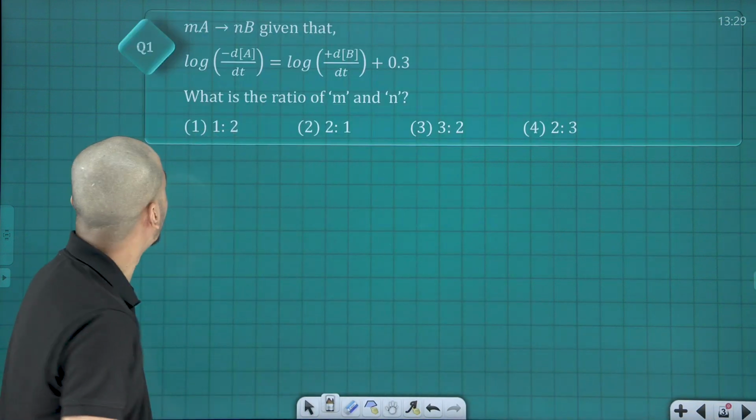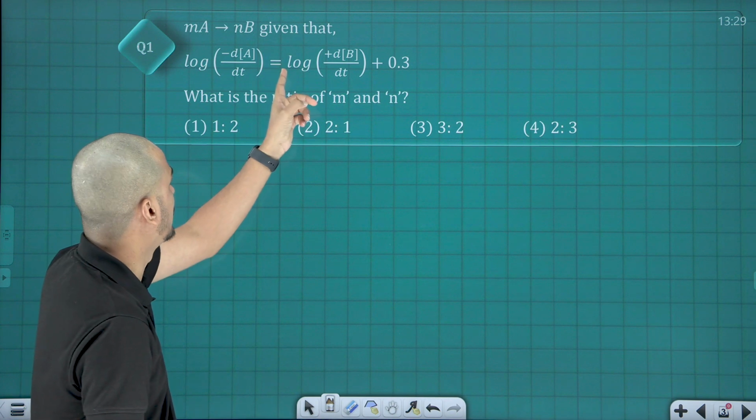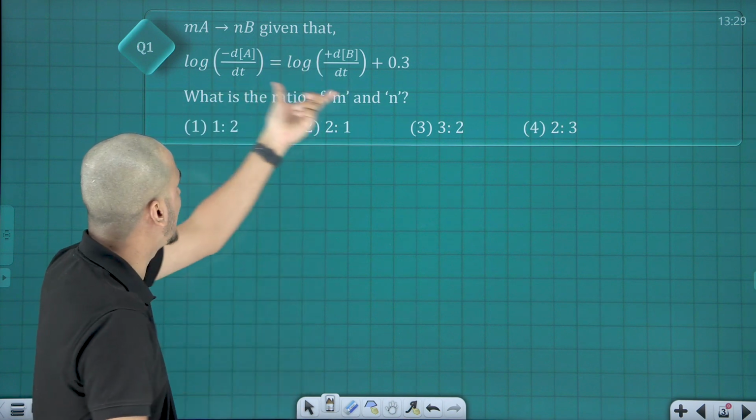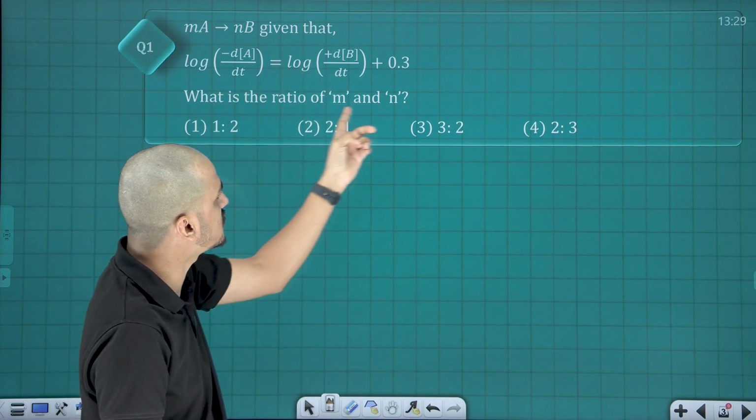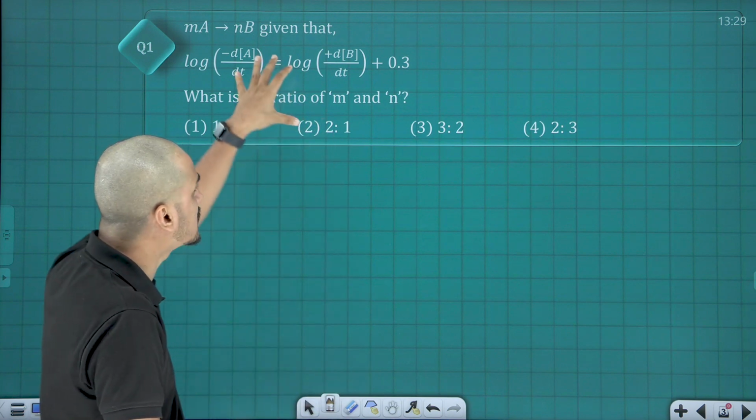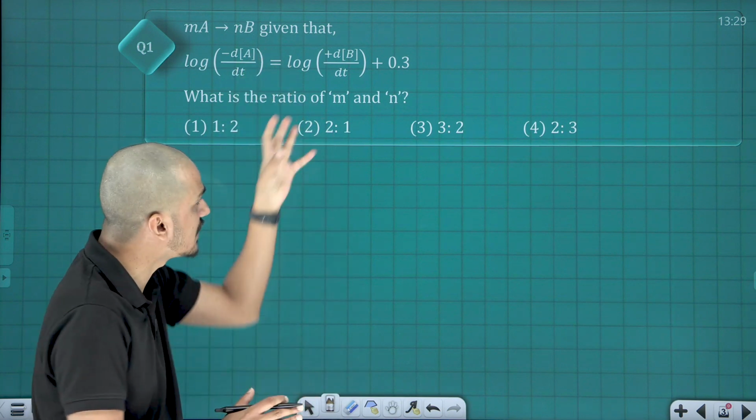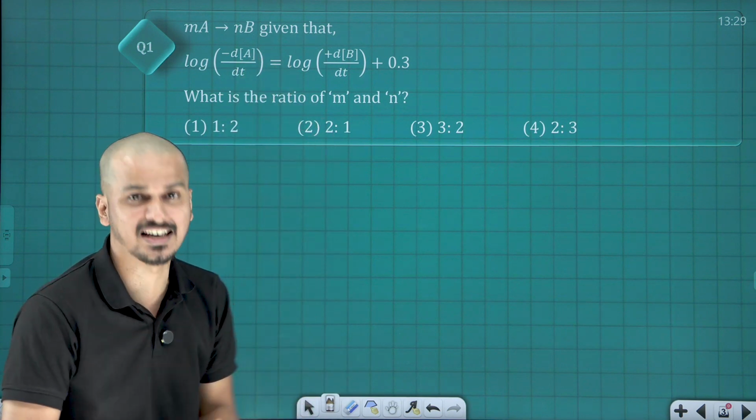What about the first one? First question. You can see MA gives NB. Okay, given that, they given some relation, then they are asking what is the ratio of M and N. This question is actually related to the chapter chemical kinetics.